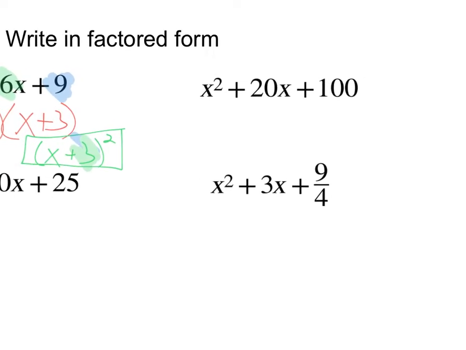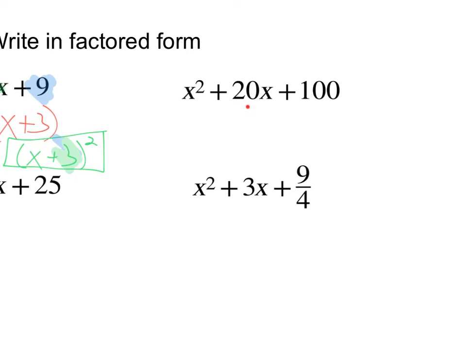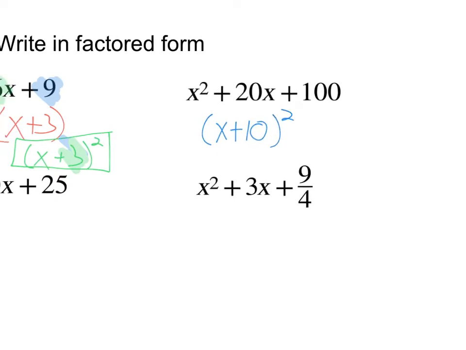All right, next one. x squared plus 20x plus 100. This last term is a perfect square. I can take the square root of 100. It's positive, so the square root of 100 is going to be 10. And if that middle term, the bx term, or the linear term, is twice as big as the square root, that means we can use our little shortcut here. Square root of 100 is 10, twice 10 is 20, so we're good to go. We can write this as x plus 10 quantity squared. And that's what this thing would look like in factored form.